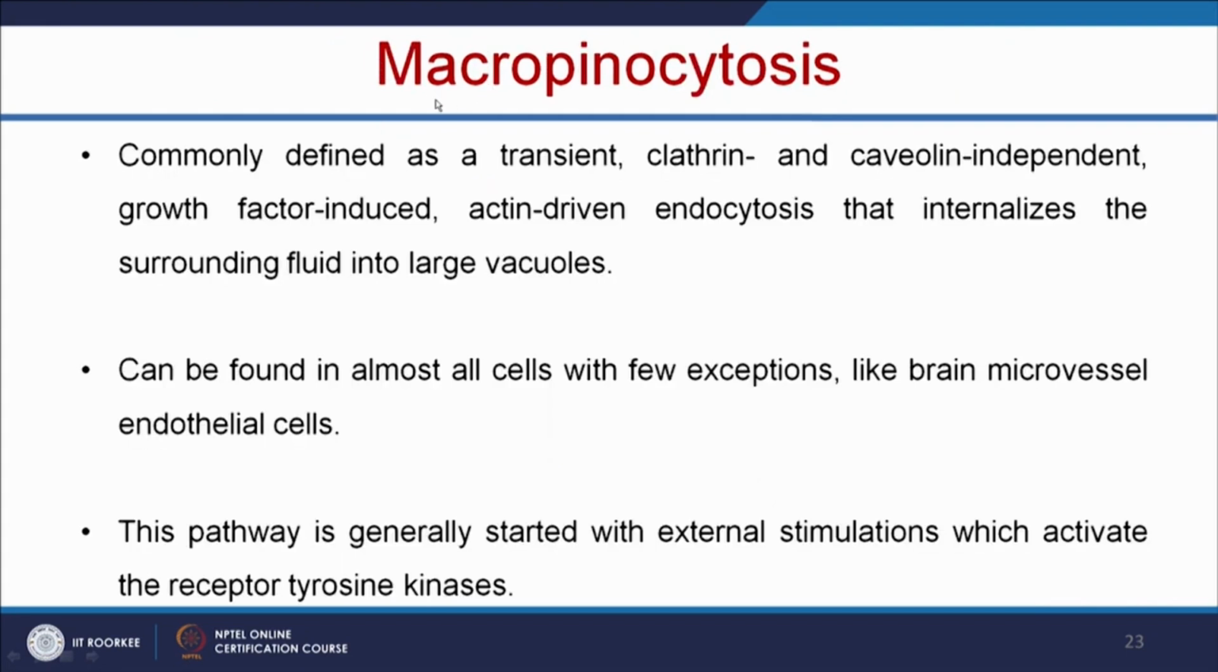The next process is macropinocytosis. It is commonly defined as a transient, clathrin and caveolin independent, growth factor induced or actin driven endocytosis. That can internalize the surrounding fluid into large vacuoles, and it can be found in almost all cells, with a few exceptions like brain microvessel endothelial cells. This pathway generally starts with an external stimulation which activates the receptor tyrosine kinases.